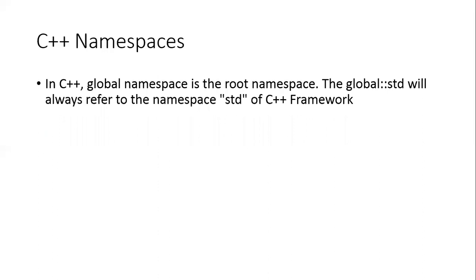So in C++, the global namespace is the root namespace. And with global, you would see std will always refer to the namespace std of the C++ framework. You are already familiar with this namespace and you are using this namespace.